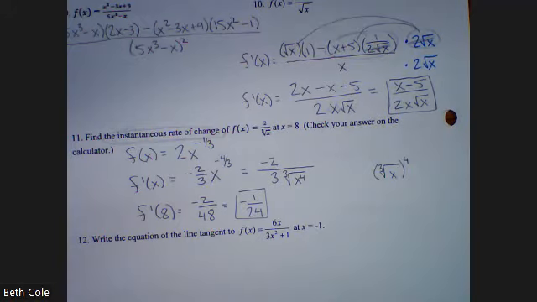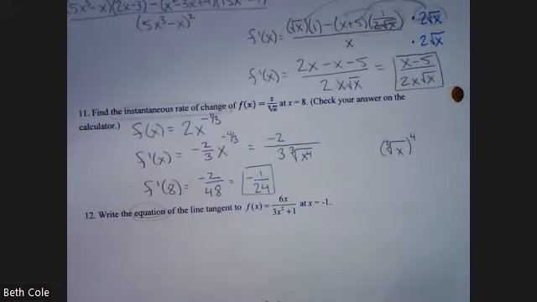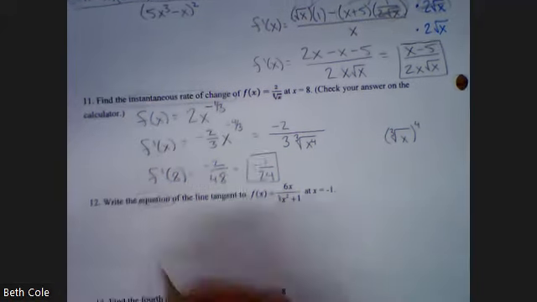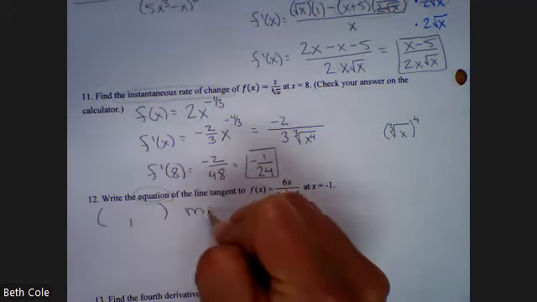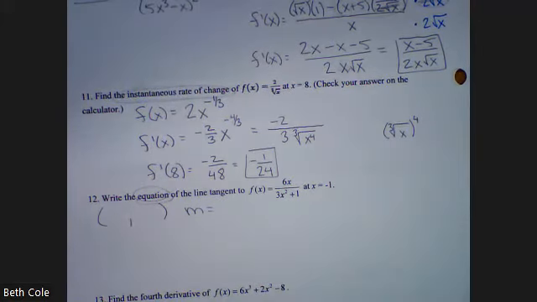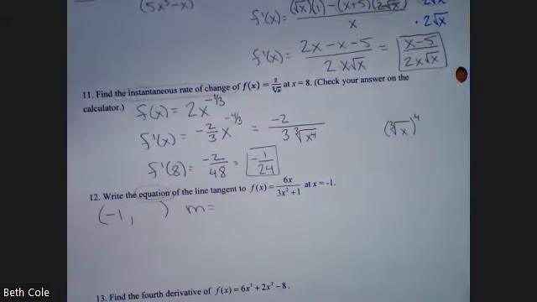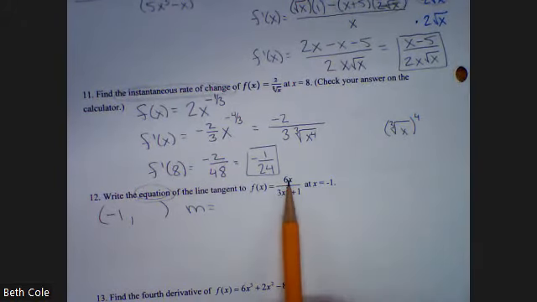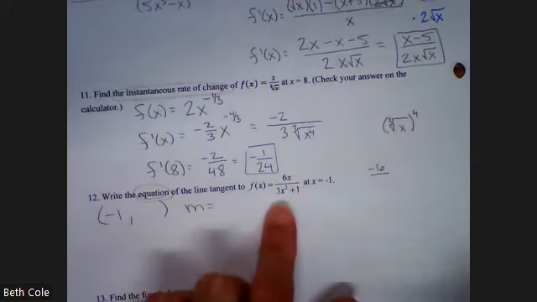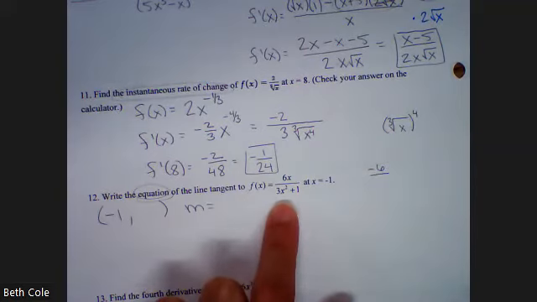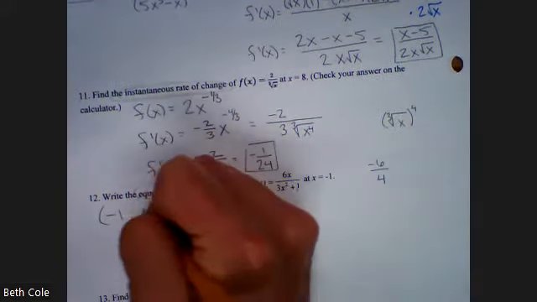Twelve is asking for a whole equation. There are 2 things you need for an equation. What are they? What do we need? Point and a slope. I always write them out blank just to set it up. So the point is going to be negative 1 comma something. How do I get the something? Plug it in. Here's my advice. Do that before you get the derivative, because then you won't mess up where you're plugging it in. So if you plug in negative 1, let's see, that would be negative 6 over 4. So negative 3 over 2.